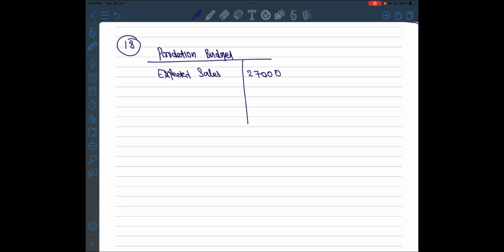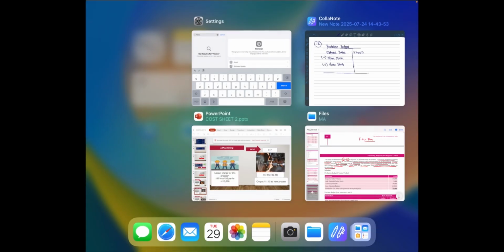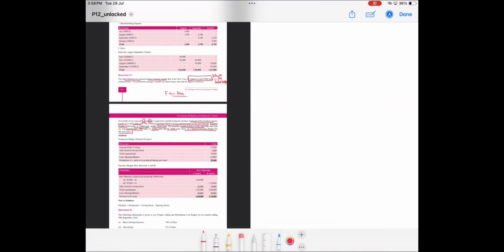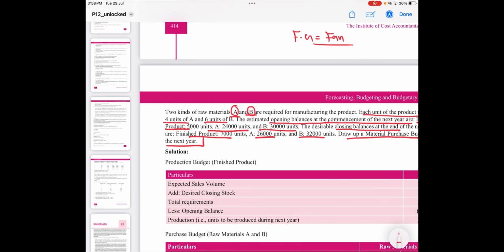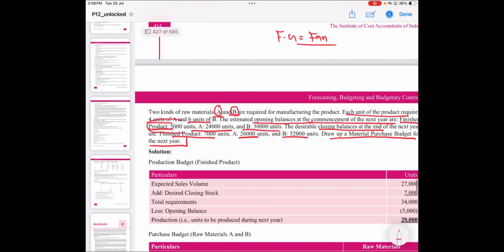Production budget: 27,000, then minus opening stock, plus closing stock. Can I have the opening stock? Opening stock of finished goods. Where is the opening stock of finished goods? I think 5,000. Am I correct? Okay, as per the question, it is 5,000.